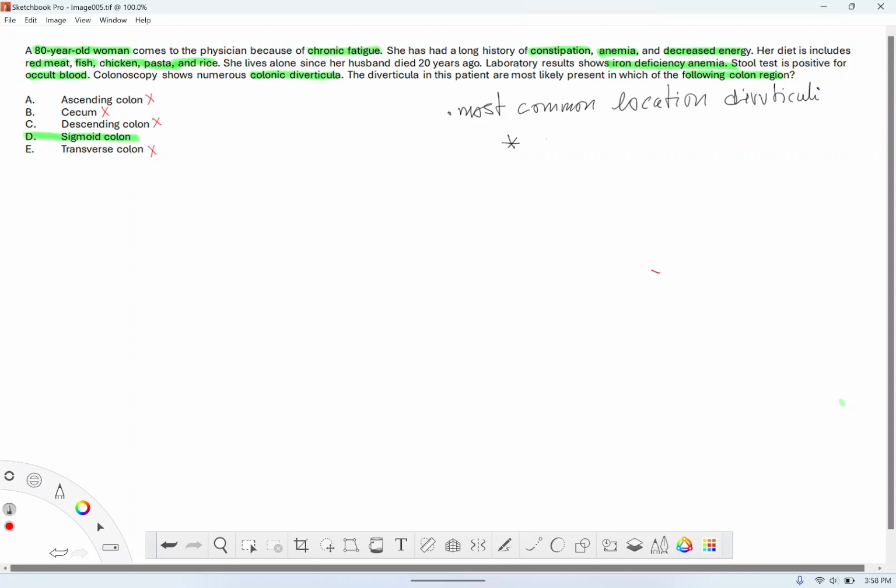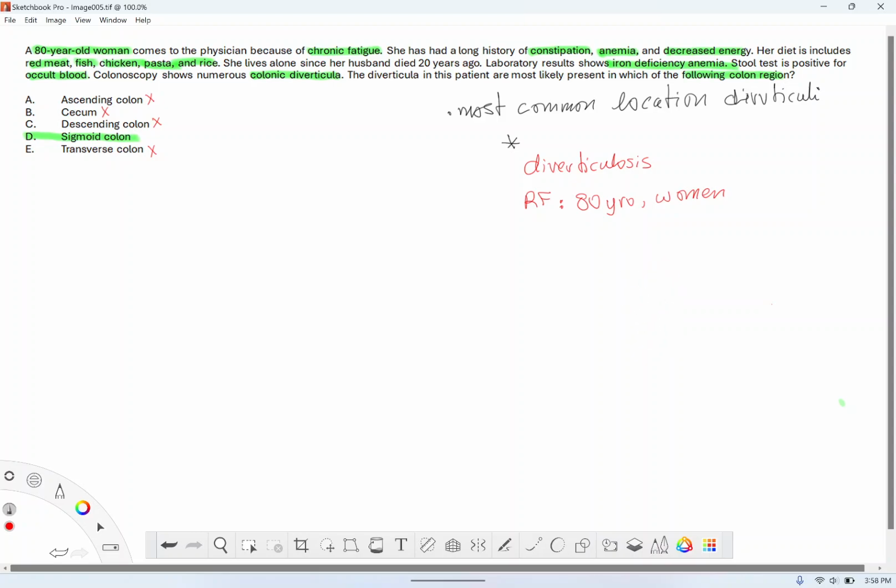Now, our diagnosis is diverticulosis. Okay, so who is at risk for diverticulosis? Number one, almost 80% of the patients are 80 years and older. So what I'm saying is older than 80 years old, and especially female. It's more common in women than men. Okay, so it's age related.